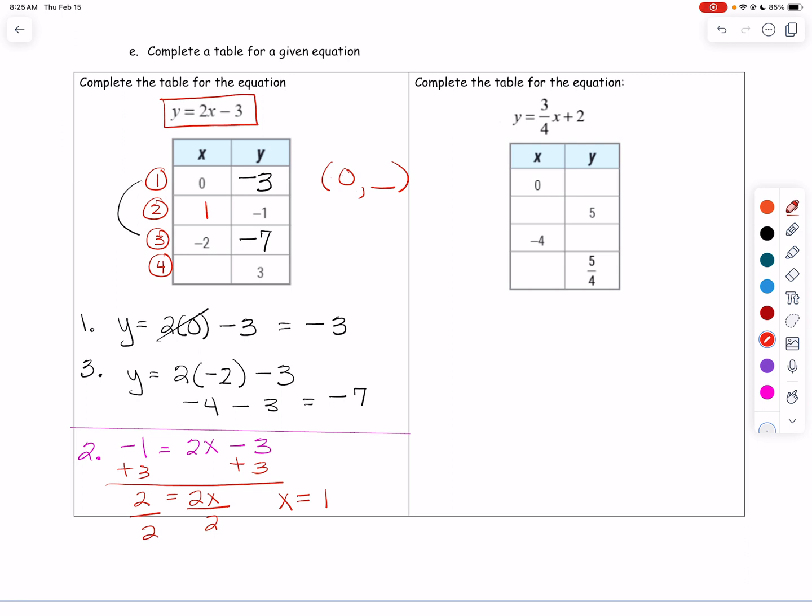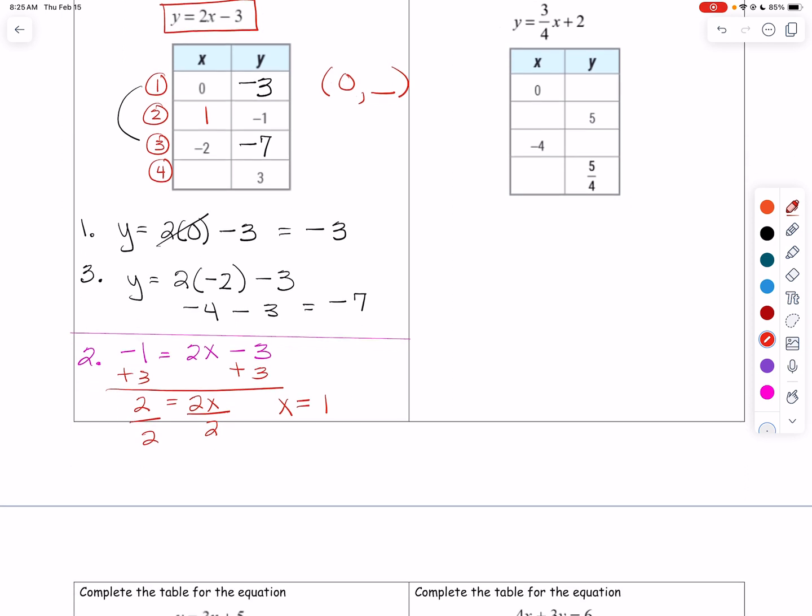And then I do the same thing for number 4. So this time y is 3, and 2x minus 3. I'm going to add 3. And so now I get 2x is equal to 6. I divide by 2, and x is 3. And that's how we would complete the chart, okay?